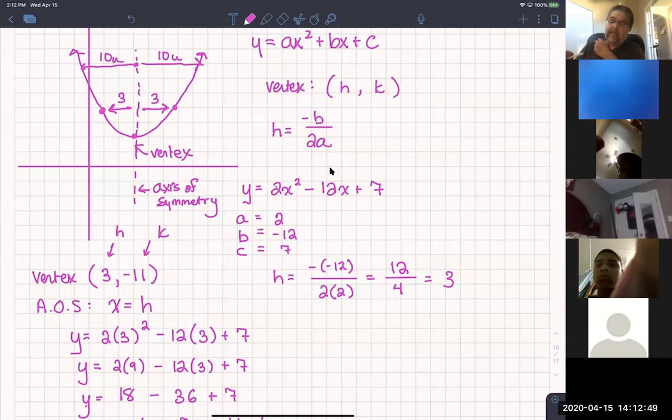So, recap. To find the x coordinate, it's negative b over 2a. Once you find the x coordinate of the vertex, plug the x into the equation, find the y coordinate. So now that you know the x coordinate and y coordinate, that is your vertex point. Your axis of symmetry is a vertical line that goes to the vertex. So it's x equals the x coordinate of the vertex, h.